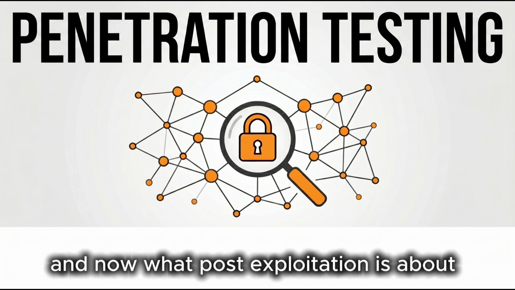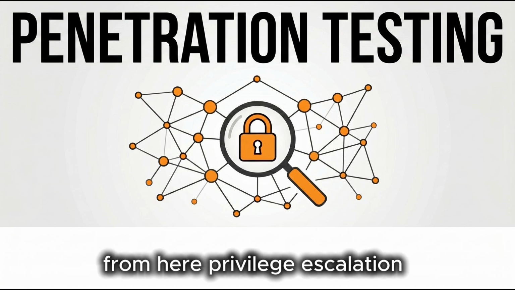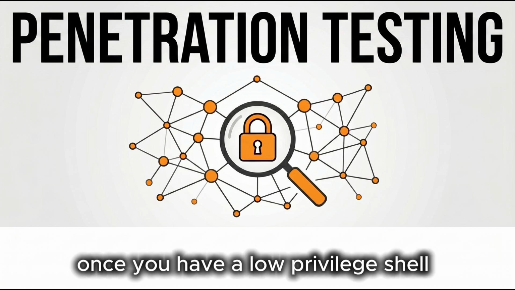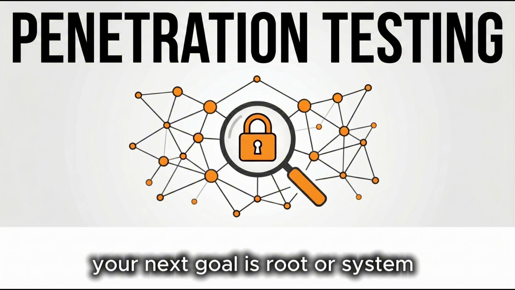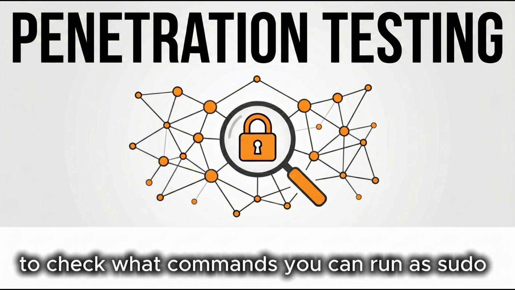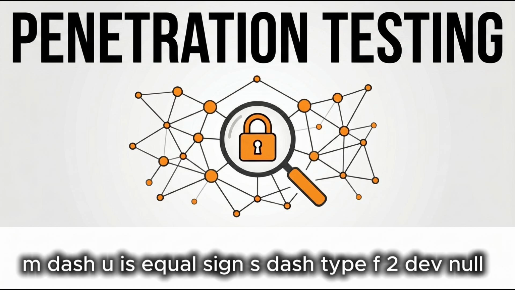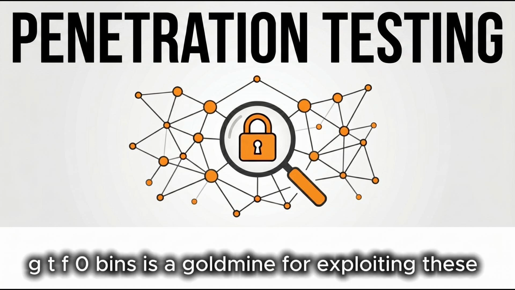Now what? Post-exploitation is about understanding what you have and what you can reach from here. Privilege escalation. Once you have a low privilege shell, the next goal is root or system. On Linux, run sudo -l to check what commands you can run as sudo. Look for SUID binaries with find / -perm -u=s -type f 2>/dev/null. The site GTFOBins is a goldmine for exploiting these.